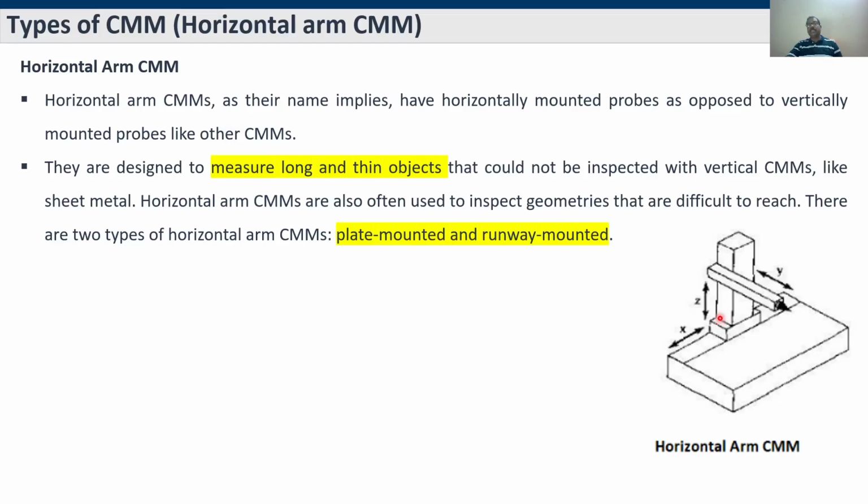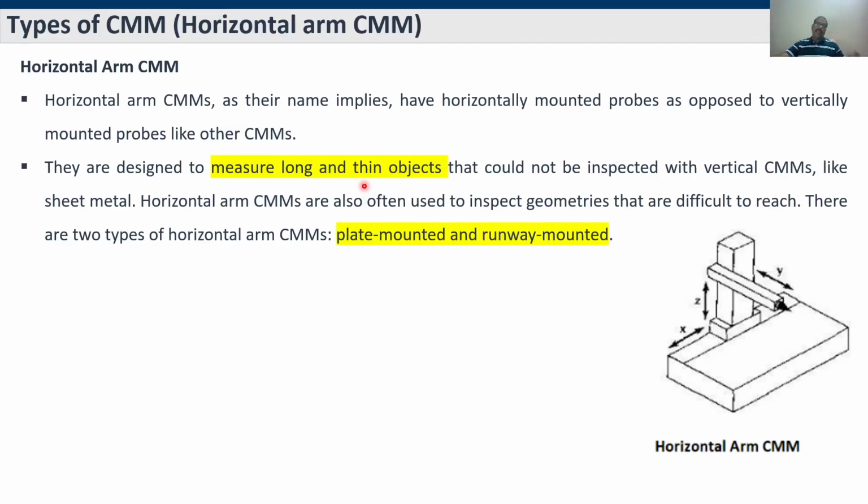In other CMMs, probes are in the z-axis direction, but in this horizontal arm CMM, the probe is kept in the horizontal direction. Even though the column is moving up and down, the probe moves in the y-axis. So the measurement probe movement is in the y-axis. In other CMMs the probe moves in the z-axis, but here the y-axis is the probe movement. So you should remember that, and they are designed to measure long and thin objects.